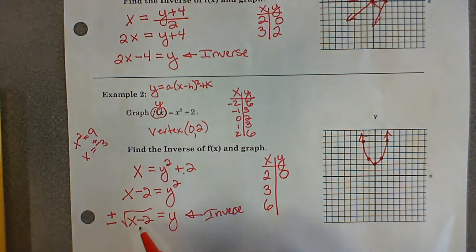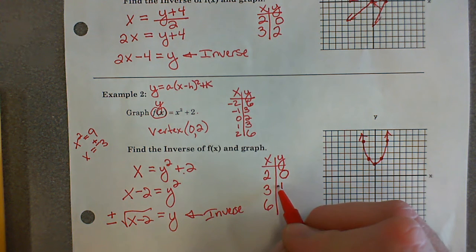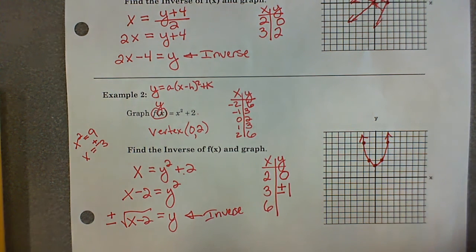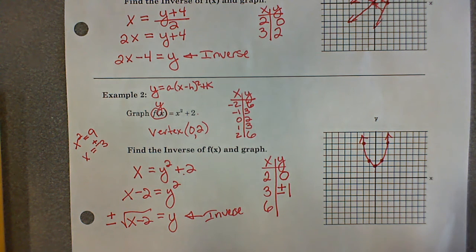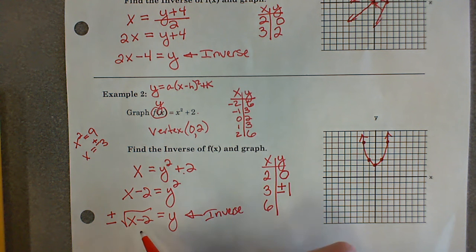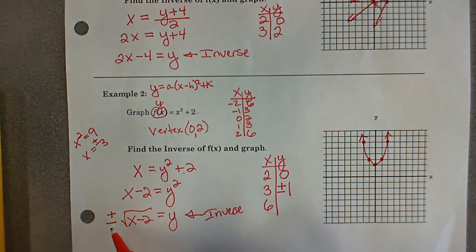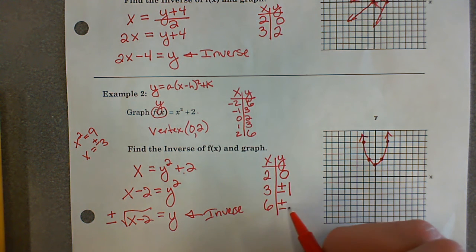Now let's plug in the 3. 3 minus 2 is 1. Square root of 1 is 1, but positive 1 and negative 1 are two different values. So this could be the point (3, positive 1) or (3, negative 1). Now let's plug in the 6. 6 minus 2 is 4. Square root of 4 is 2. But then you can have positive 2 or negative 2.